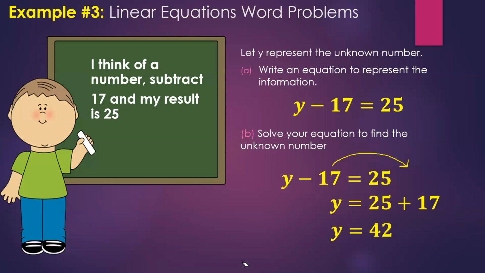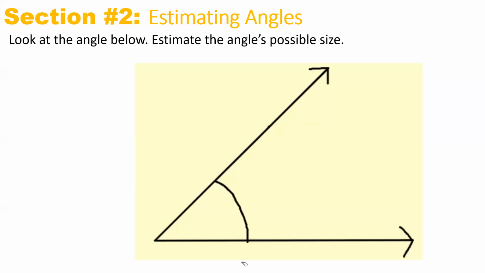Section two is estimating angles. All right. Bri, can you read this question for me, please? Oh, by the way, please write this down again. Go ahead, Bri. Look at the angle below. Estimate the angle's possible size. Very good. Estimate the angle's possible size. So we have this angle, right? And I want you to estimate the possible size of this angle.